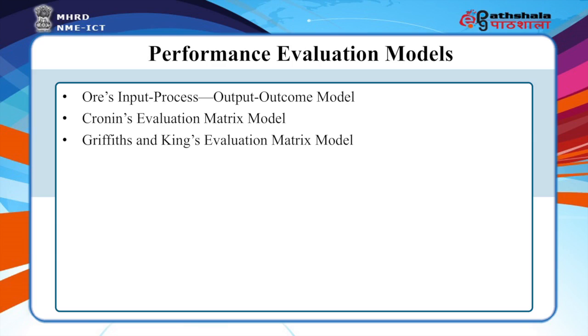Input measures in this model indicate the set of library resources. Process measures indicate how these resources are organized to provide services. Output measures indicate the degree to which the library and its services are being utilized, and outcome measures indicate the effect of the library and its services on the community of users.